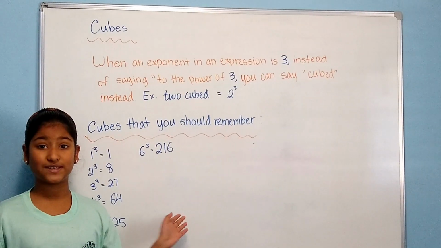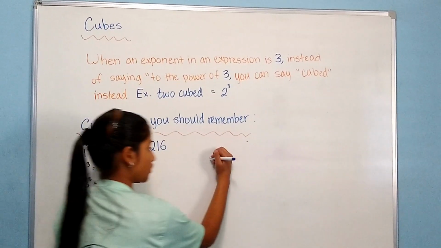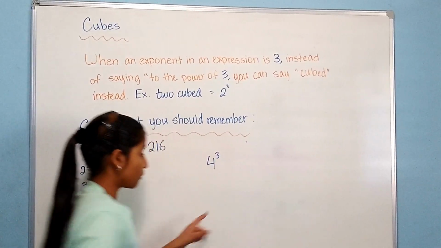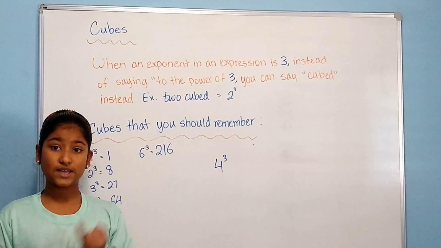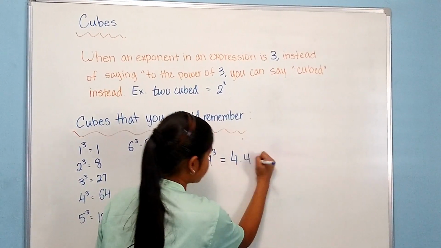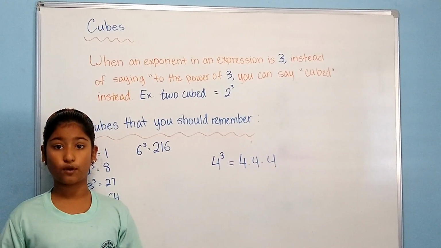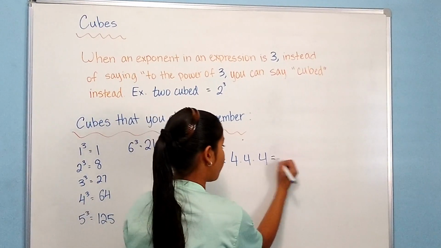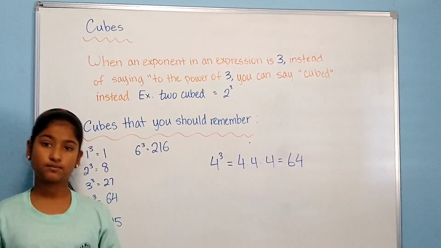Let's take an example of these and try to solve it. So, what about 4 cubed? As I said, we're multiplying 4 by itself 3 times. So, that's 4 times 4 times 4. What's 4 times 4? 16. And 16 times 4 is 64. So, 4 cubed is 64. And that applies to all of these.